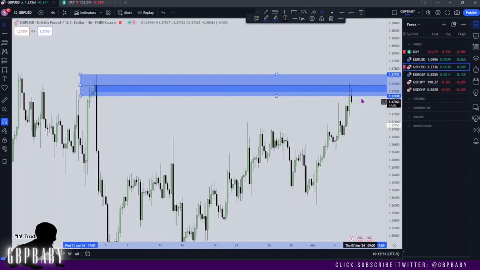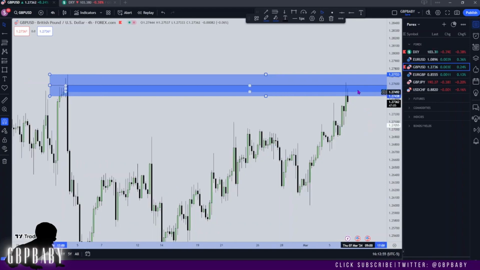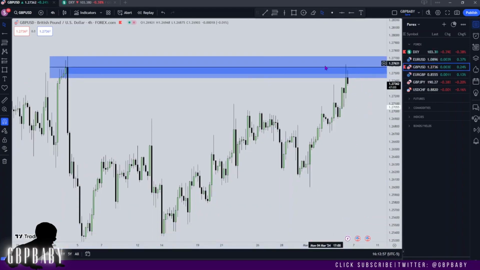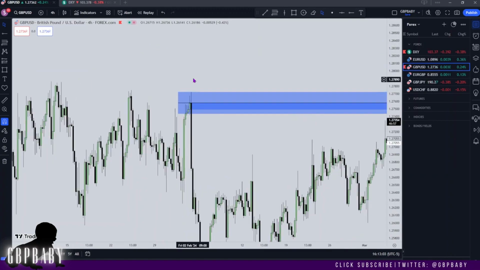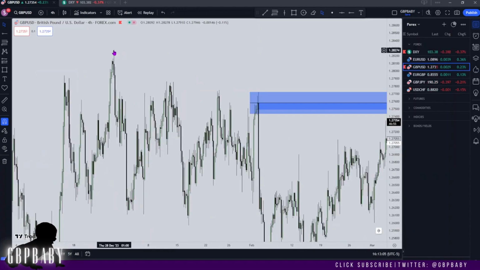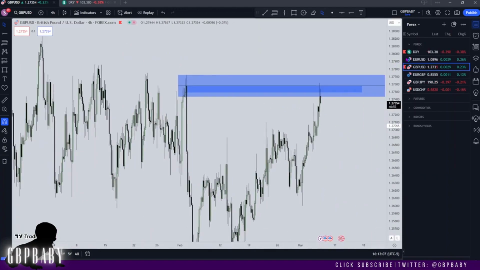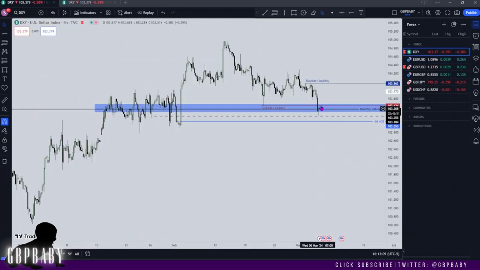Again, price is probably going to want to liaise around here for a bit before we see any kind of significant movement lower. Let's say price continues higher and trades above this high. If that is the case, then I will start looking at this high as a draw in liquidity. But again, I highly doubt that, as I do want to start seeing some strength in dollar once it assumingly takes out this low. Let's finish on euro.